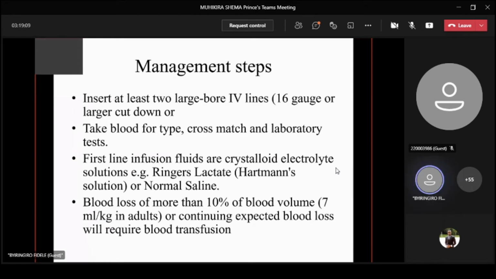He has 140 mils of blood, total blood, correct? If that newborn has lost 100 mils, he's only remaining with 40 mils, which means he has lost around 60% of his blood.